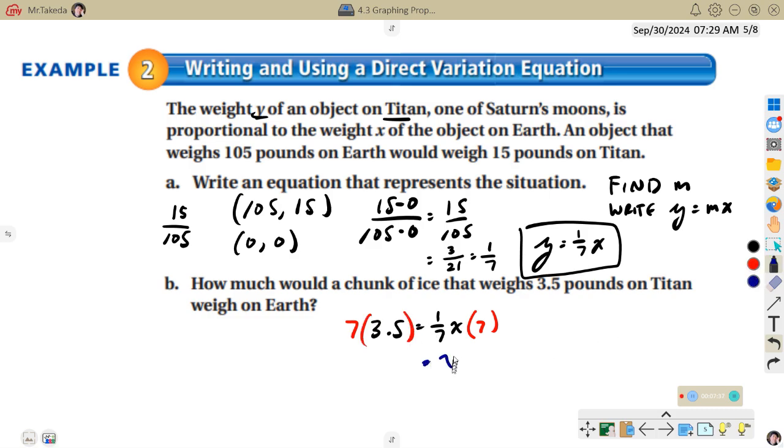And I know that this side will be X, and then 3.5 times 7 is 24.5. So 24.5, and we're in pounds, right? All right, so that's kind of an interesting way to look at our understanding of direct variation and proportion.